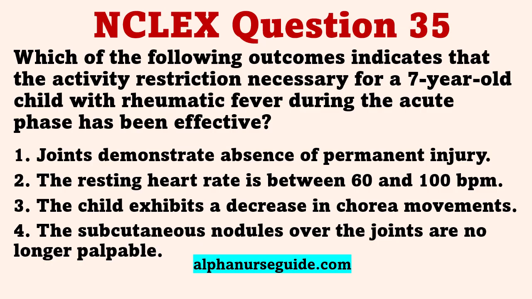The correct answer is 2. During the acute phase of rheumatic fever, the heart is inflamed and every effort is made to reduce the work of the heart. Bed rest with limited activity is necessary to prevent heart failure. Therefore, the most reliable indicator that activity restriction has been effective is a resting heart rate between 60 and 100 beats per minute, normal for a 7-year-old child.